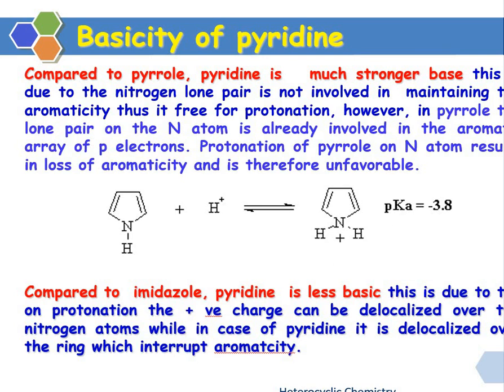Compared to imidazole, pyridine is less basic. This is because on protonation, the positive charge can be delocalized over two nitrogen atoms, while in the case of pyridine, it is delocalized over the ring, which interrupts aromaticity. So, compared to imidazole, pyridine is less basic. Compared to pyrrole, pyridine is a much stronger base.